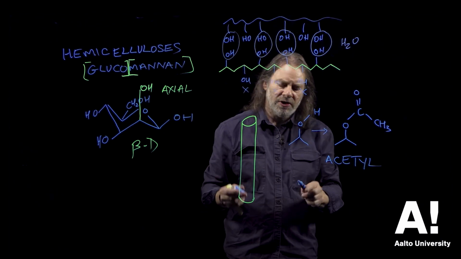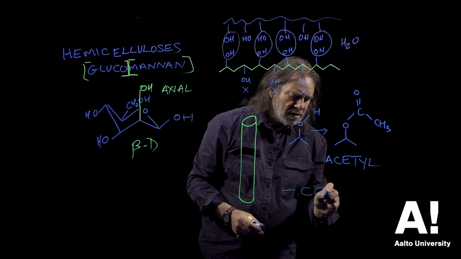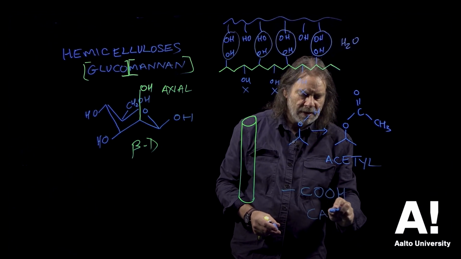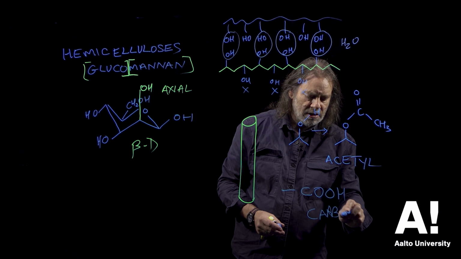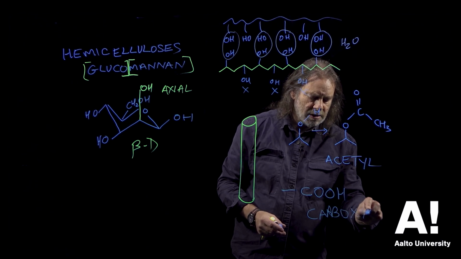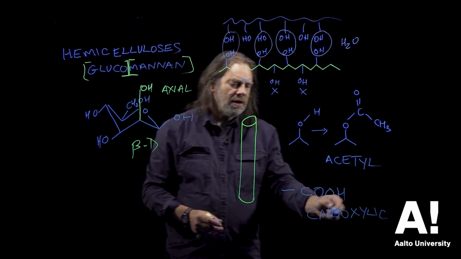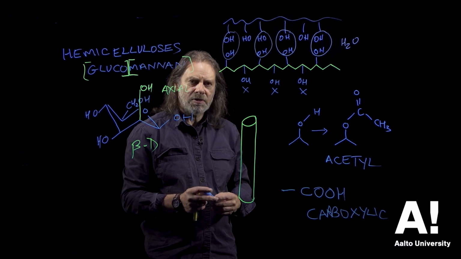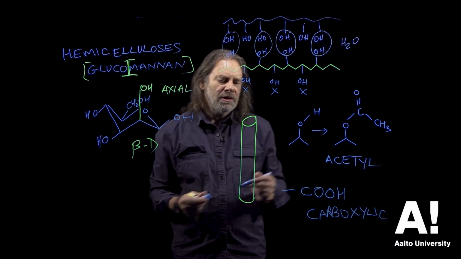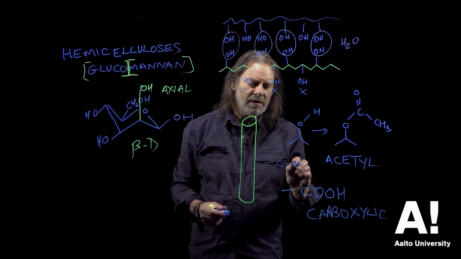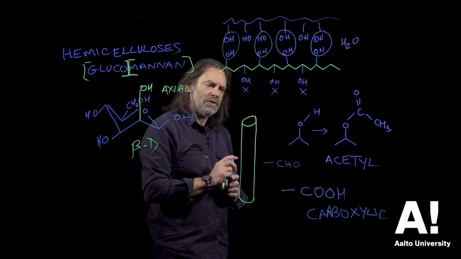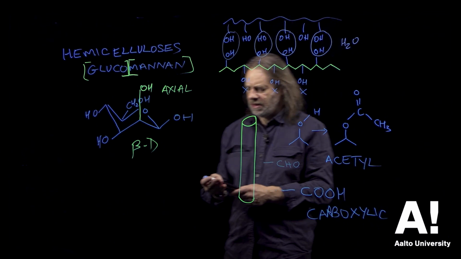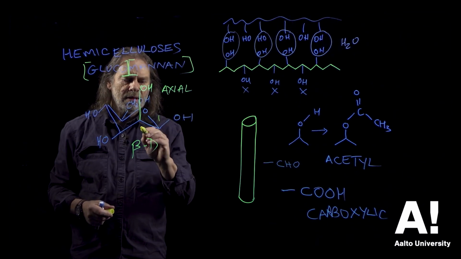The other thing you'll find on hemicelluloses is carboxylic groups. These can chemically bond to the lignin. I'll talk about that later when I talk about the lignin carbohydrate complex. We also find aldehydes on there. I'm not too sure what they do, to be quite honest with you. And we also get branching. That's another thing that you get with these hemicelluloses.